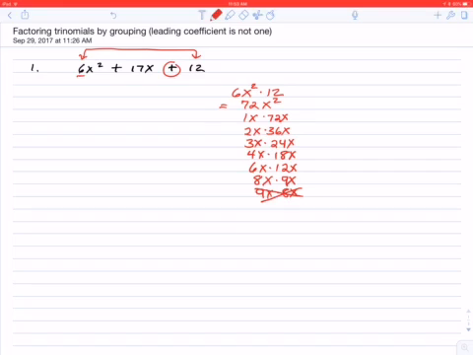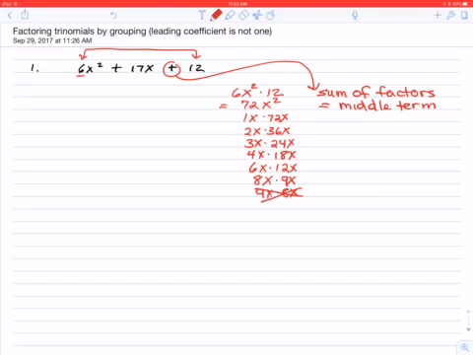Now, since this last sign is positive, I want the sum of the factors to equal the middle term. All right, so I need the sum of the factors to equal 17. So if I go down, you see 8 and 9 give us a sum of 17. So 8x and 9x. Now we have to adjust the signs.